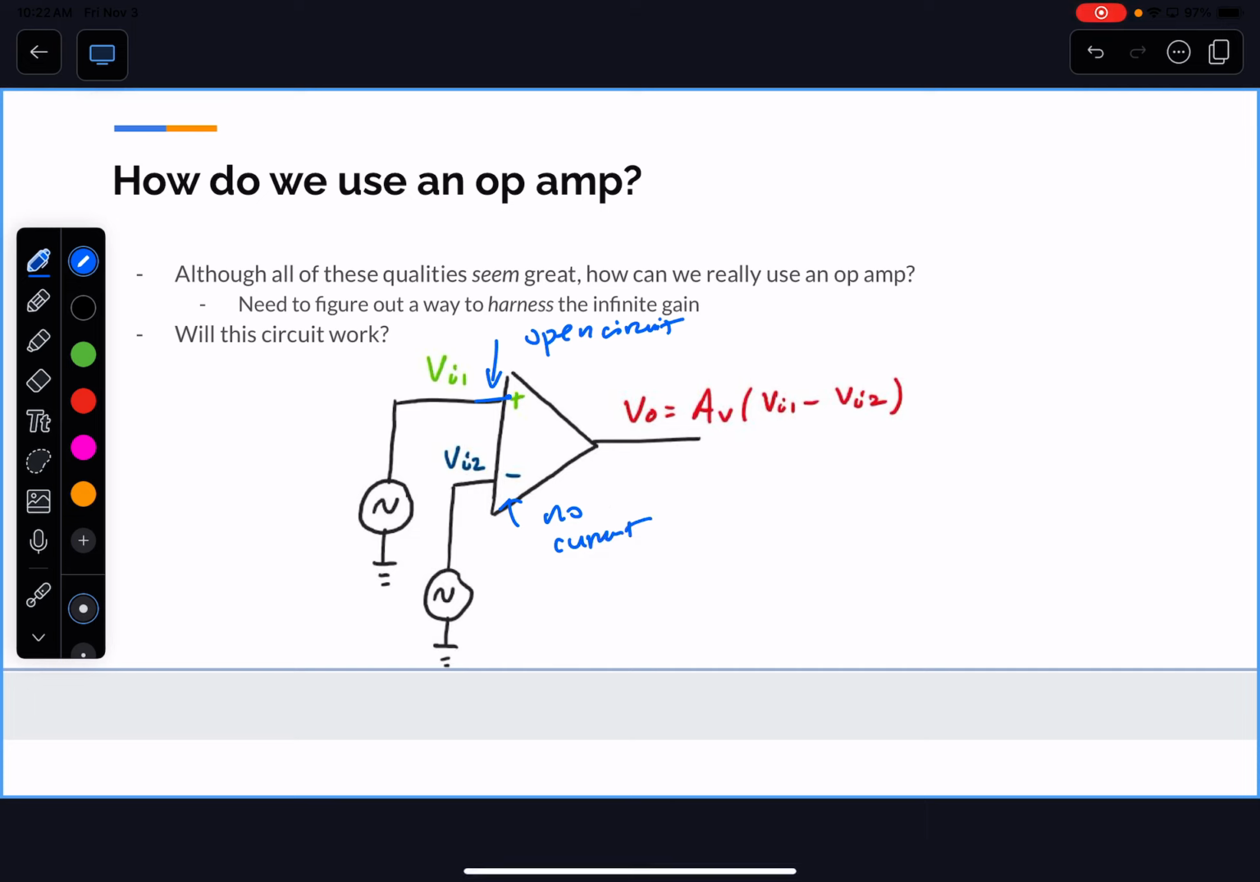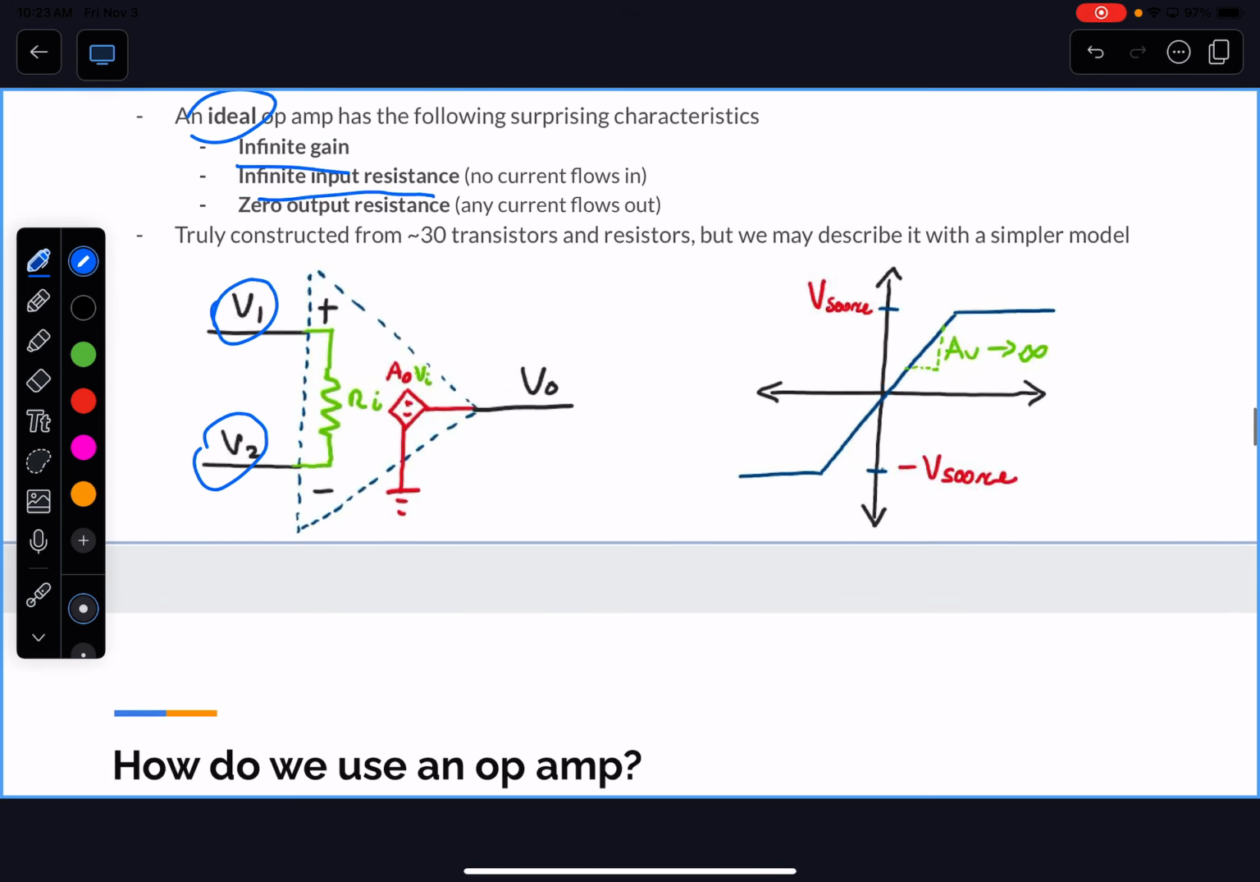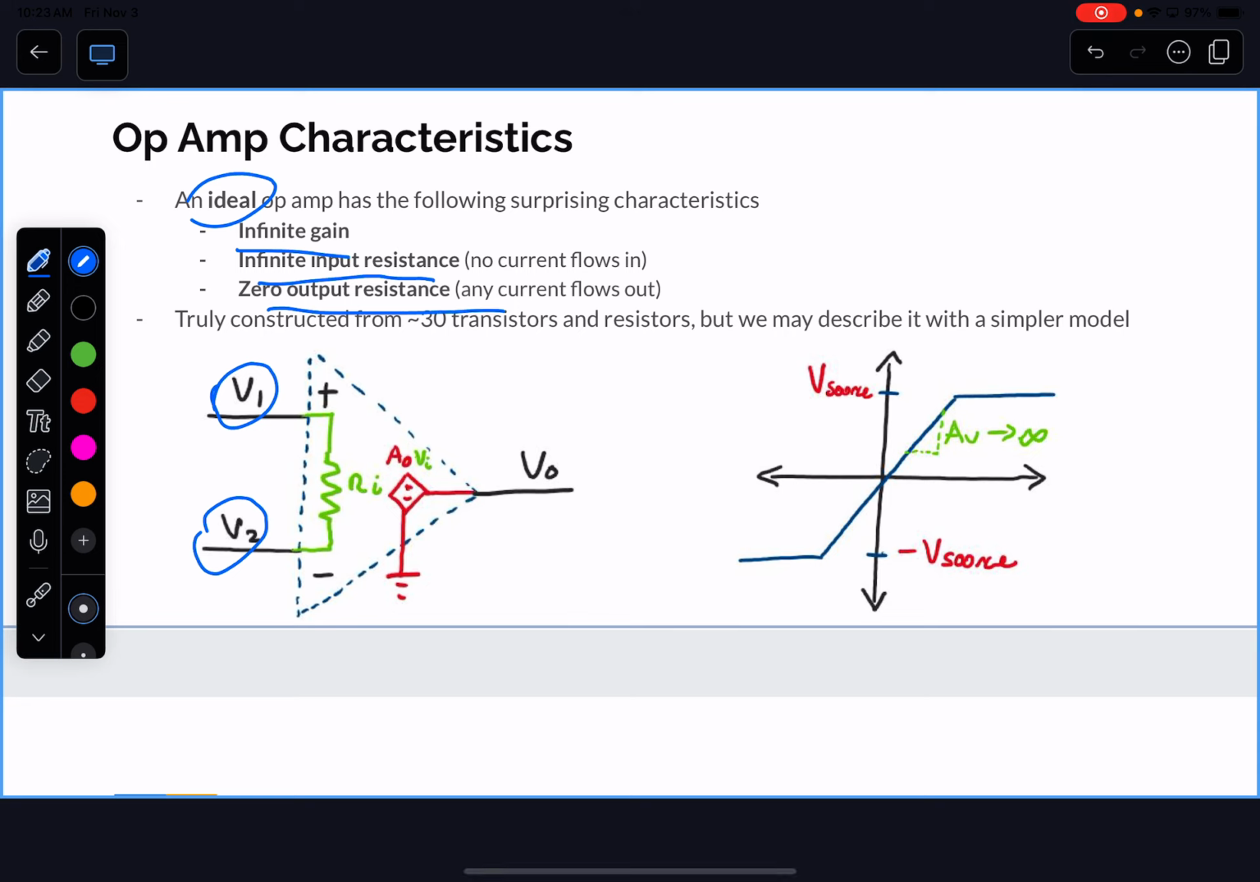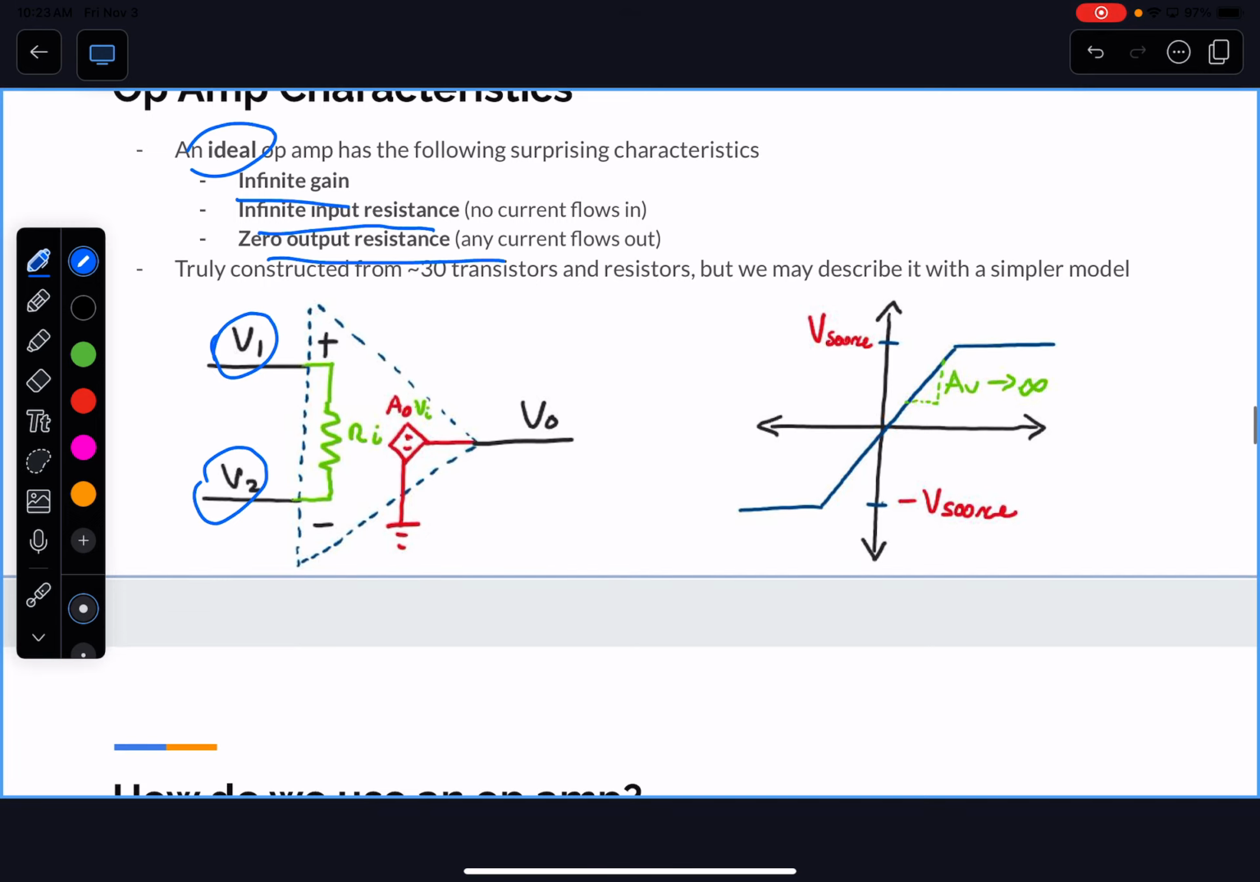Okay? And this one is no resistance. Everything gets put out. So zero output resistance. So whatever current you produce, everything flows out. There's nothing that is being taken away from the resistor. Unless you put external load, which is a different story. Okay.